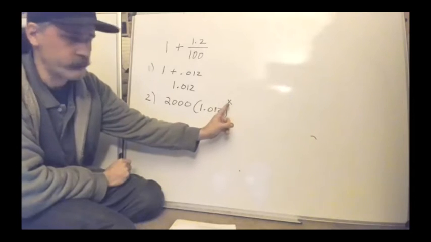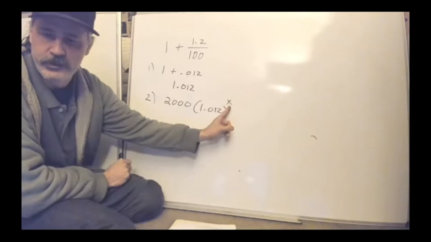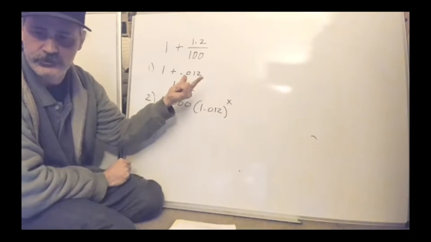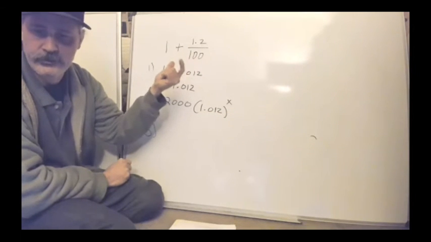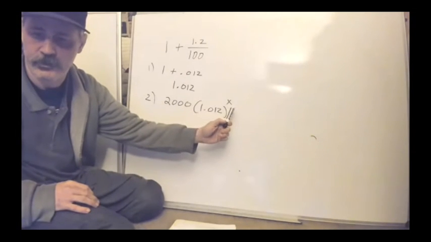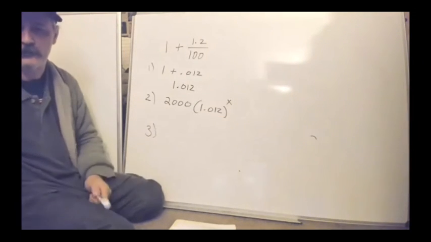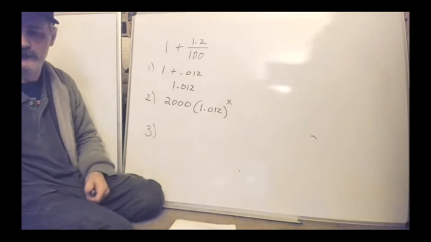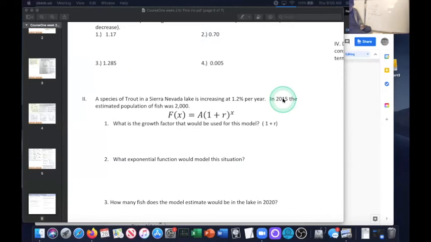Now this exponent represents the number of years we have an increase, because this percentage that we used to create the growth factor was per year. So we want to find out how many years we're talking about when we answer number 3. All right, well, the original 2,000 fish was 2015. 5 years later would be 2020. So the exponent is 5.